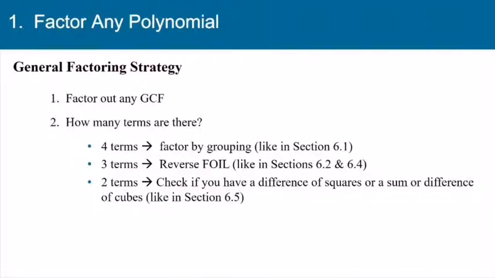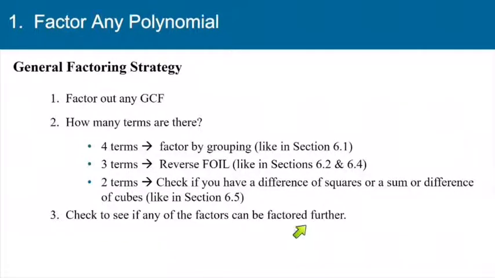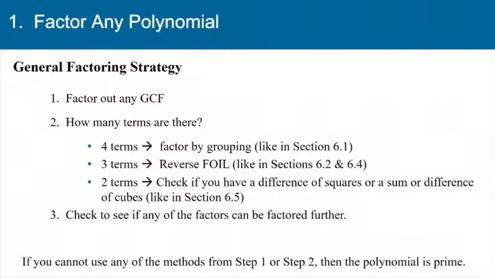Okay, and then your last step is just check to see if there's anything in your answer that needs to be factored further. For example, does your answer contain a difference of squares? And if it does, you need to factor that down into its factors. Now, if you can't do anything on step 1, so if there's no GCF and then you can't do anything on step 2, that means the polynomial is prime.